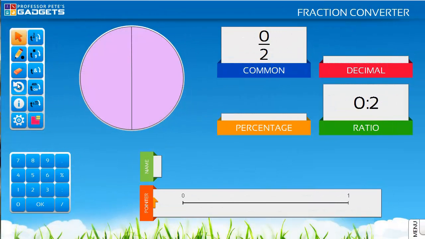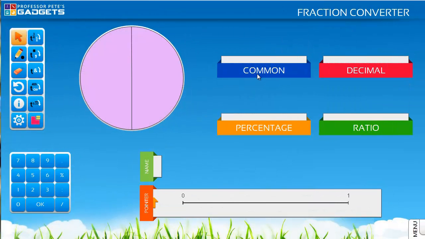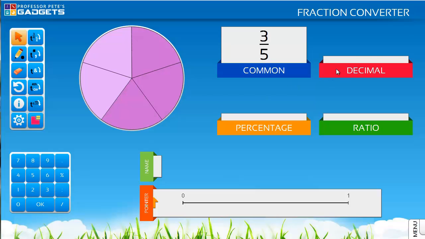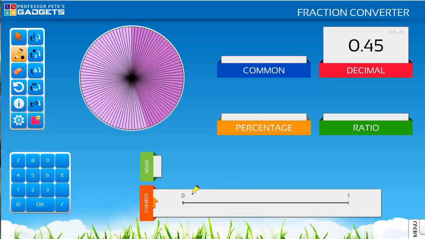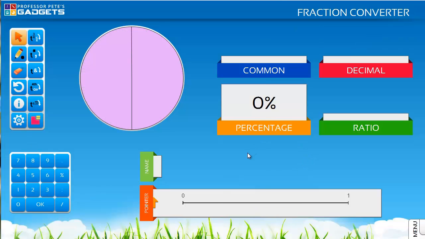To change a fraction to a decimal, close the decimal box and enter a common fraction, then reveal the decimal. Have students locate either form on the number line. Find 0 and 45 hundredths on a number line. Reveal the pointer and allow for self-correction. Repeat this process with the percentage.